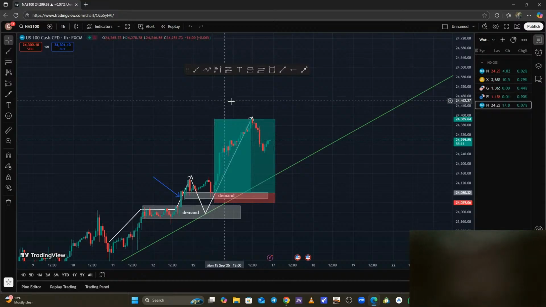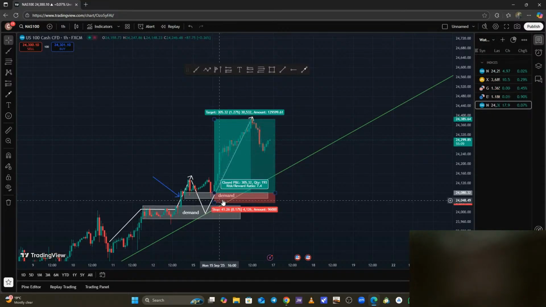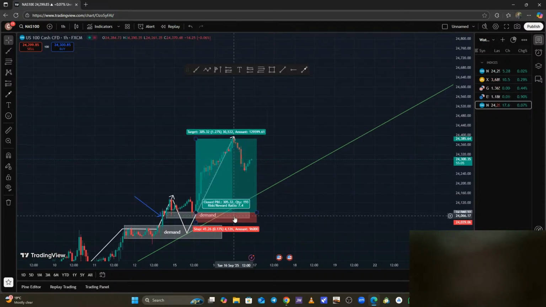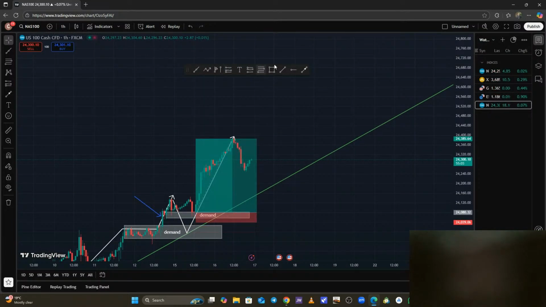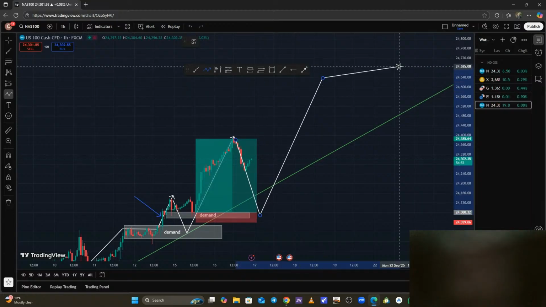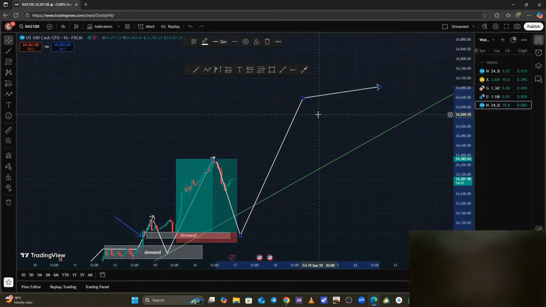Number two, if a zone was already tested earlier, you should avoid trading that specific zone. Now, you can see this demand zone here was already tested here. If you wait for price again to come back down to this zone so that you can take another trade, it's likely that trade won't hold up to what you're expecting.